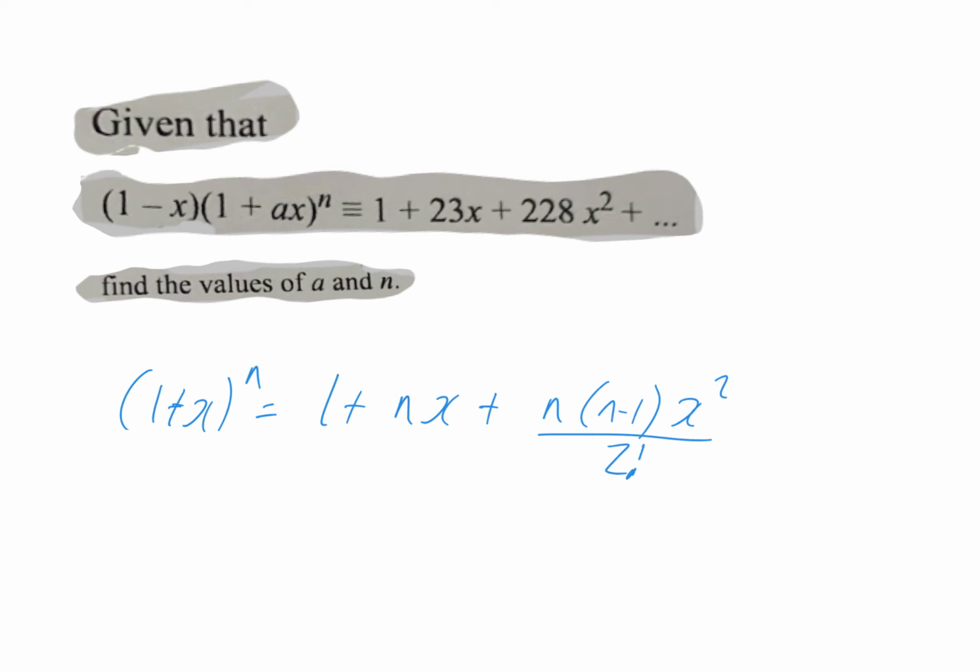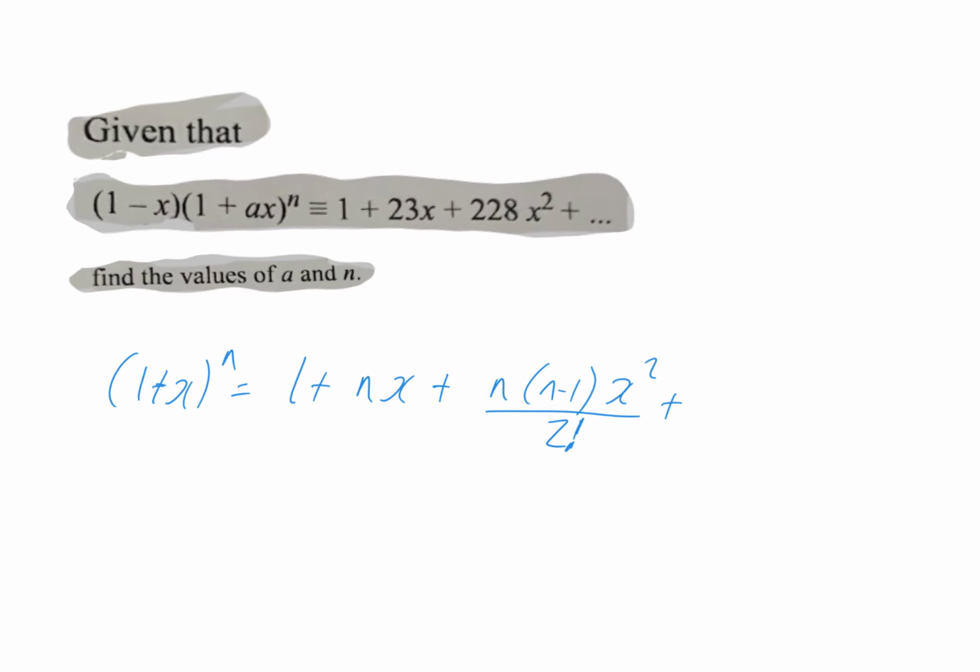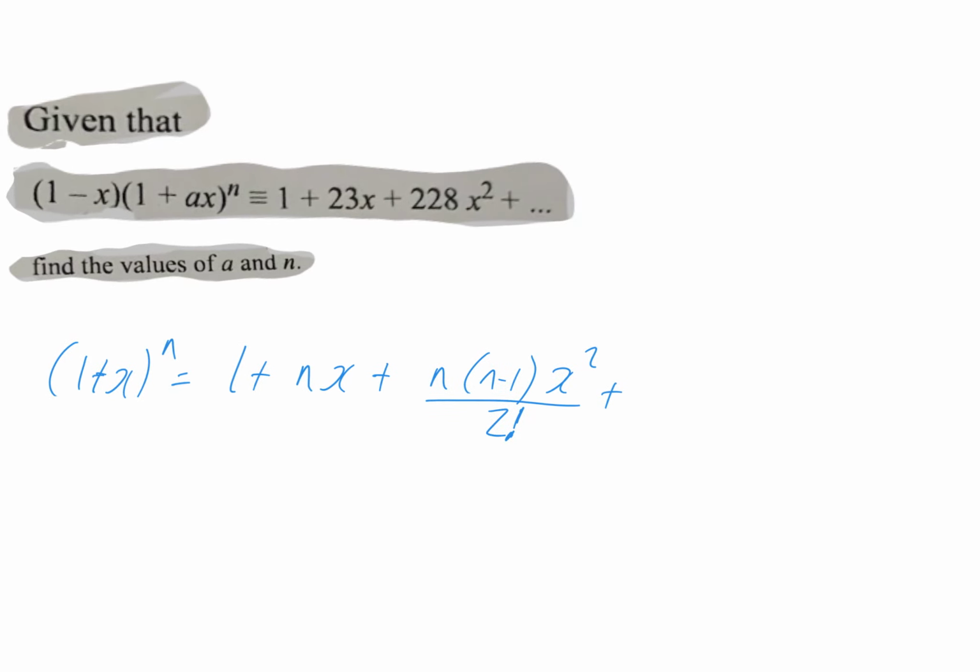The identity is this: if you have (1 + x) to the power of n, then that is the same as 1 + nx + n(n - 1)x² over 2 factorial. Then I'll just do one more: plus the next term, which would be n(n - 1)(n - 2)x³ over 3 factorial.